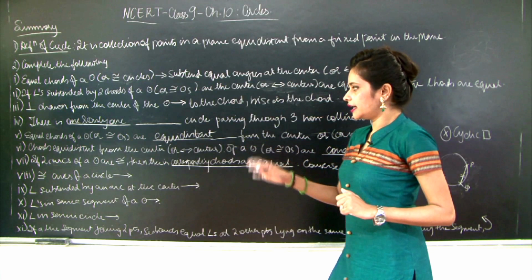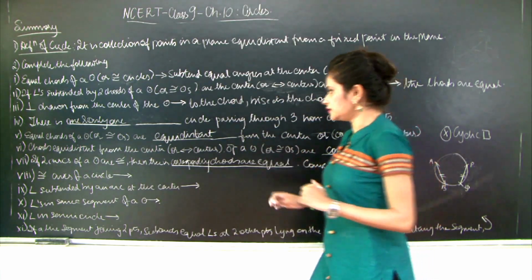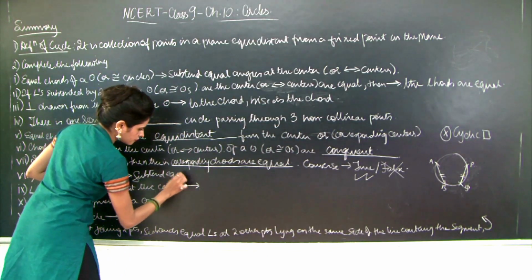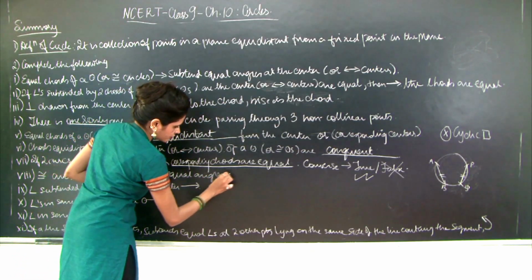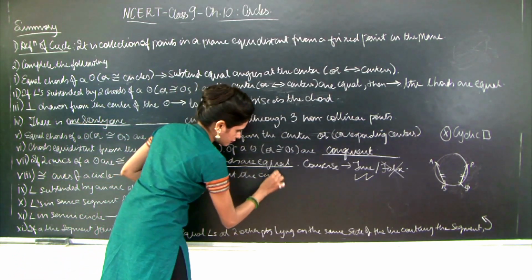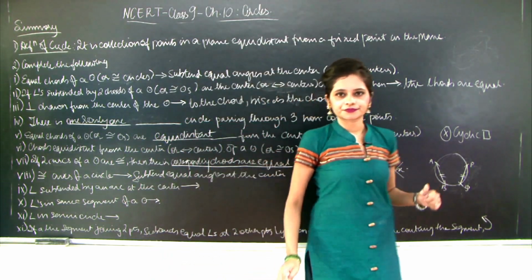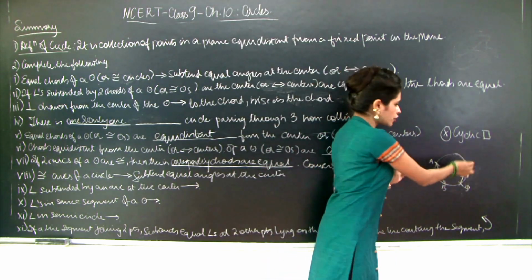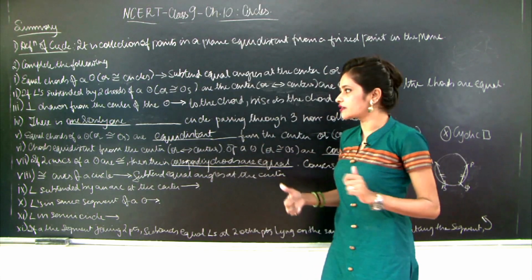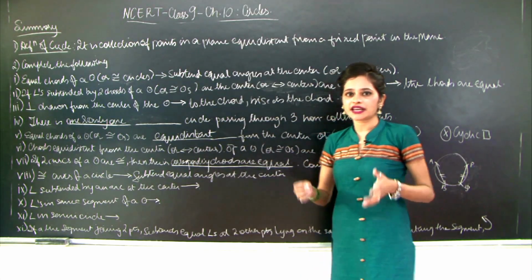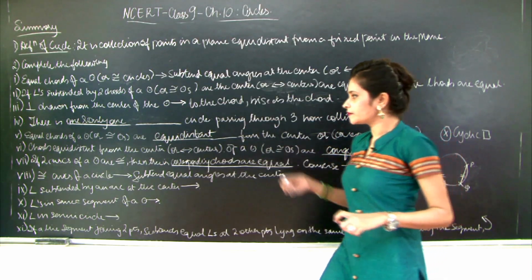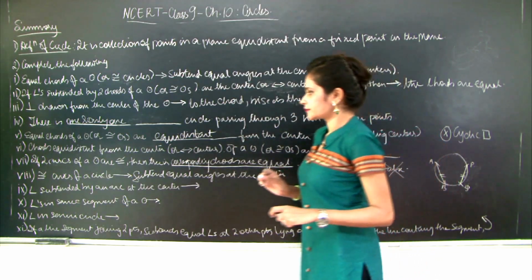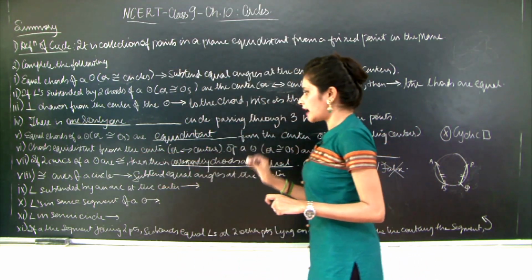Moving on, the eighth one, congruent arcs of a circle. We just learned that if you have two congruent arcs, then the corresponding chords are equal. And what did we learn at the start of the chapter? That congruent chords of a circle subtend equal angles at the center. Similarly, congruent arcs of a circle will also subtend equal angles at the center.